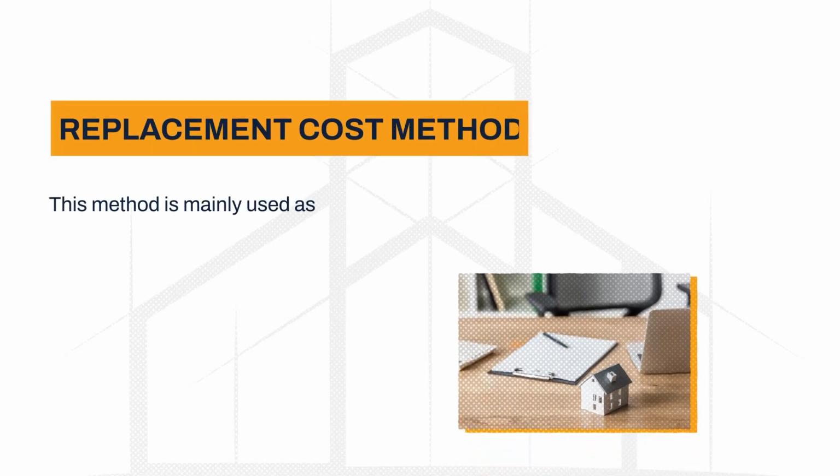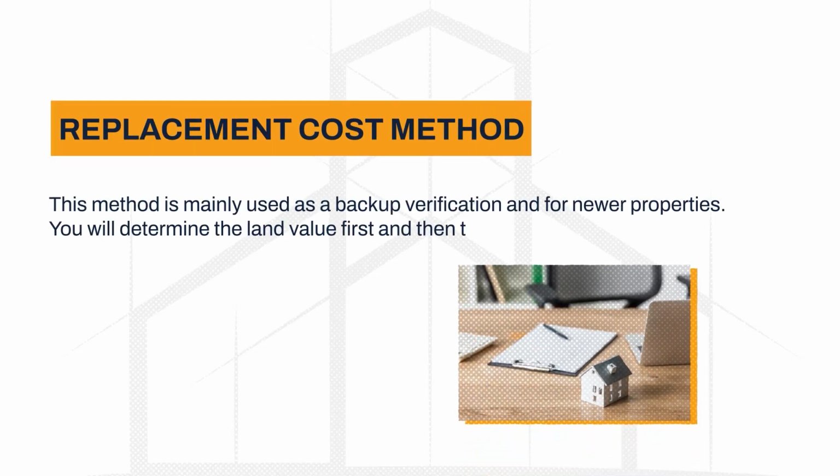Replacement cost method. This method is mainly used as a backup verification and for newer properties. You will determine the land value first and then the cost to replace the building. This is easier to quantify for new buildings, as the depreciation for older buildings must be considered. With this method, the strength of the lease and cap rate are not considered. The formula for the replacement cost method is as follows.